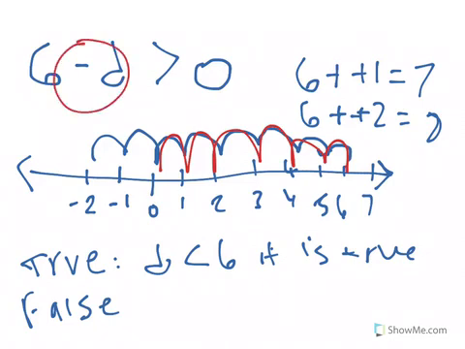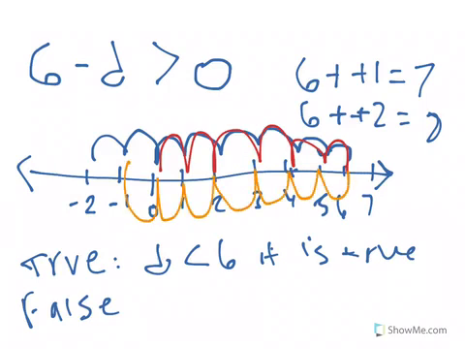If I put a 0 here, is 0 greater than 0? No, that's not true. 0 is equal to 0. If I said 6 minus 7, we'll go with orange here. 1, 2, 3, 4, 5, 6, 7. 6 minus 7 is negative 1. That is less than 0, right? It's on the left of 0 on the number line. So 6 minus 7 is negative 1, which is not greater than 0. It's less than 0. So that's not true.